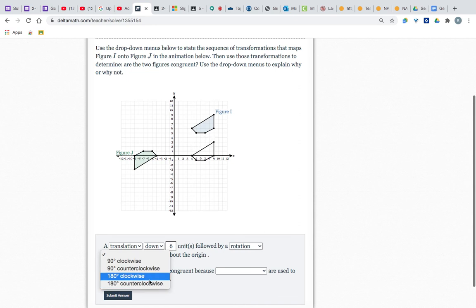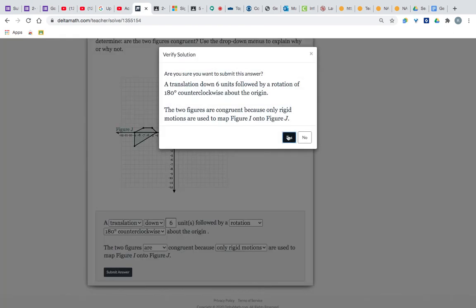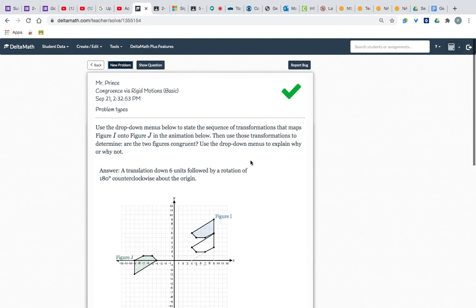And these don't matter. It's a 180-degree rotation, so it could be clockwise or counterclockwise. Now, in the animation, it's showing counterclockwise. So you want to make sure you select whatever it's actually doing in the animation. If you went the other way, it still would give you that same exact spot, and you'd be right on top of it, but the animation is not showing that. So we want to make sure we go which way it says to. These two figures are congruent because only rigid motions are used to map I onto J. Hit submit, hit yes.